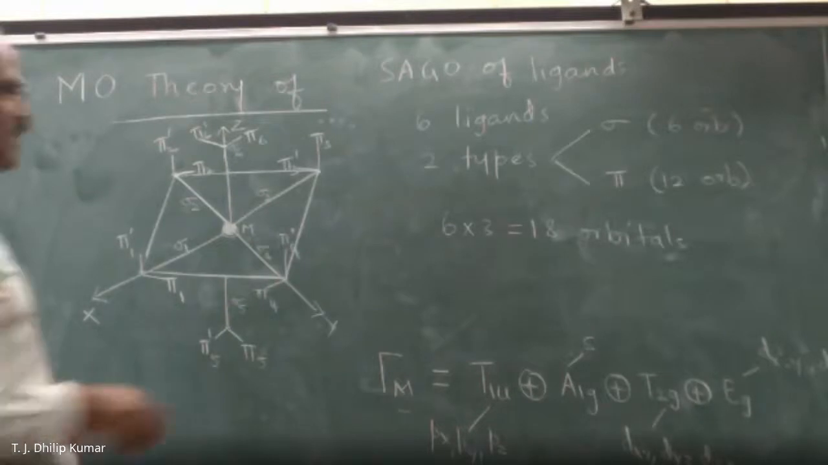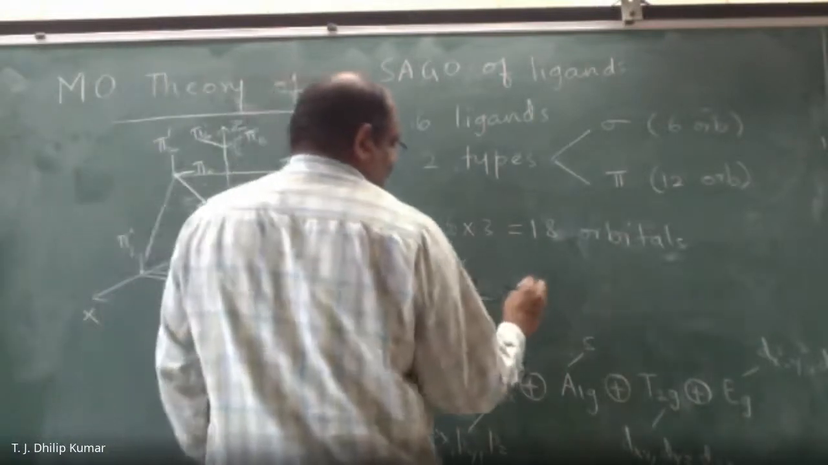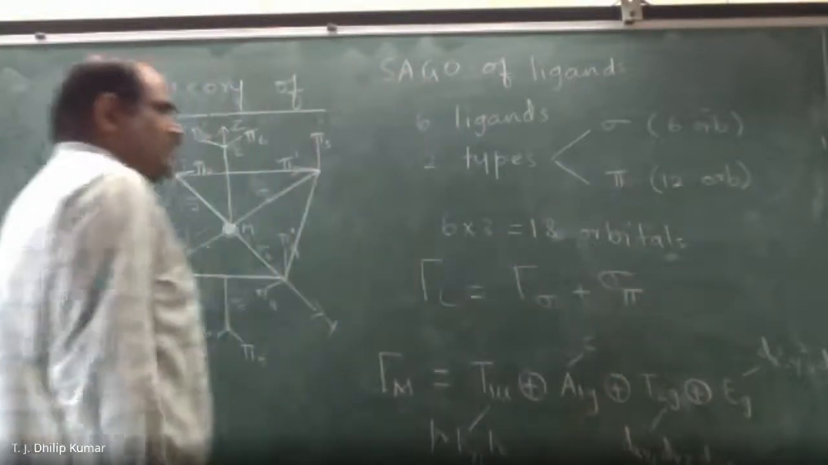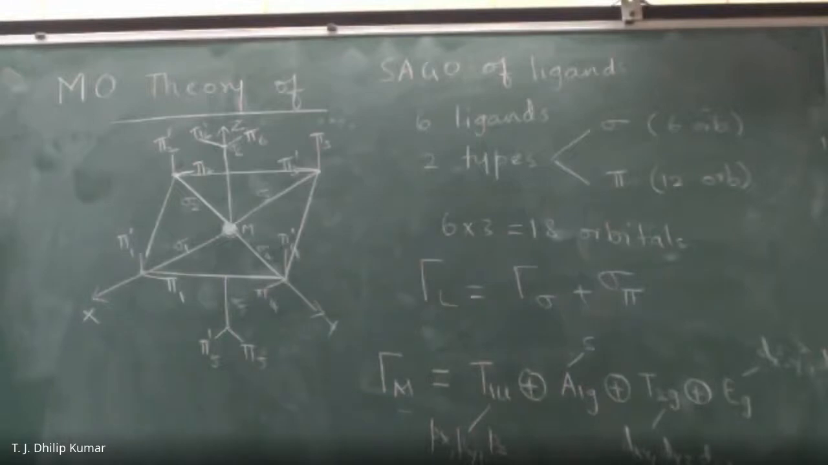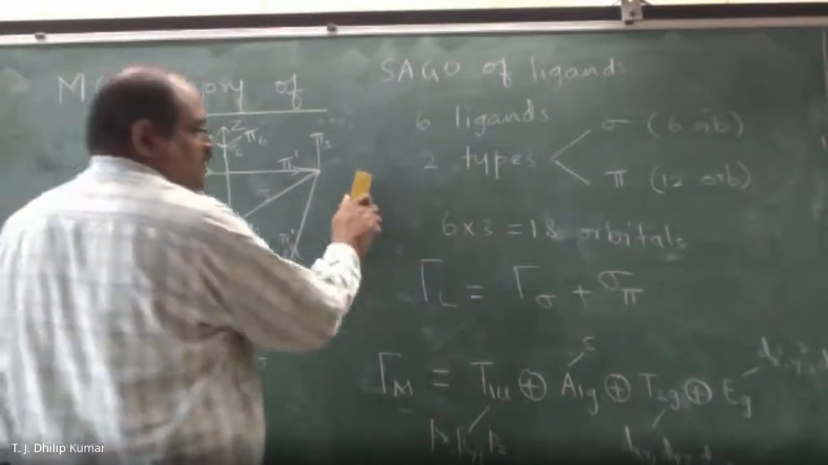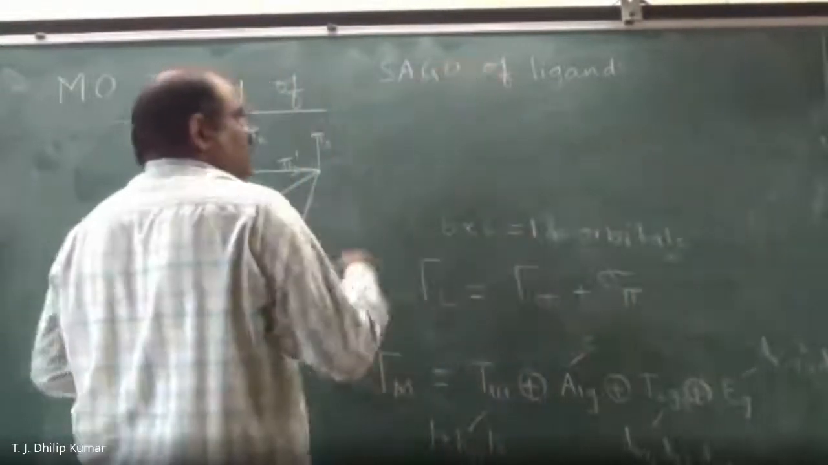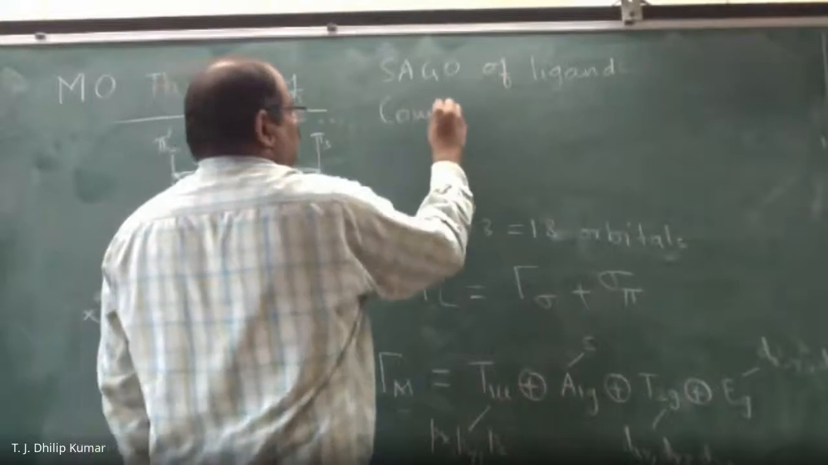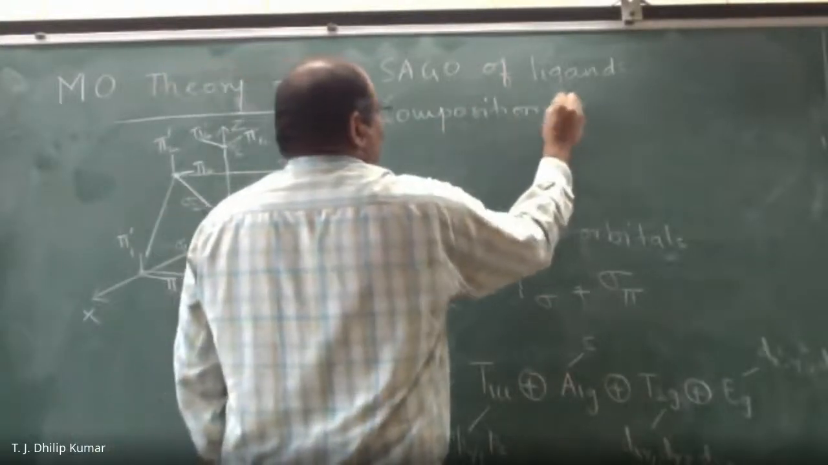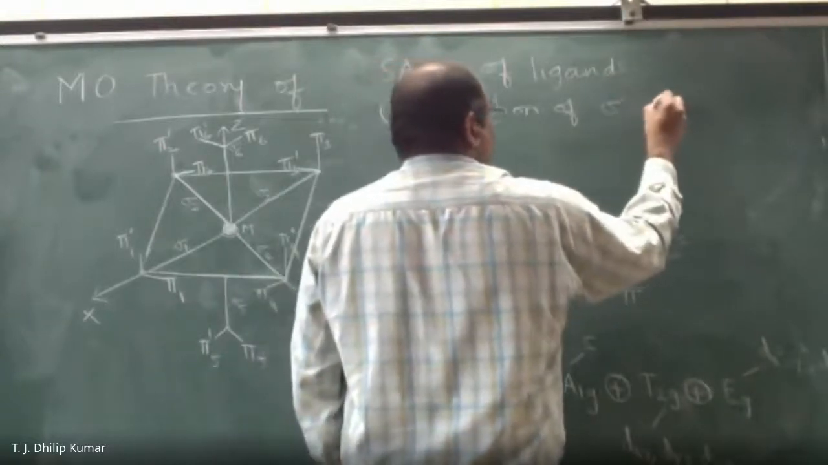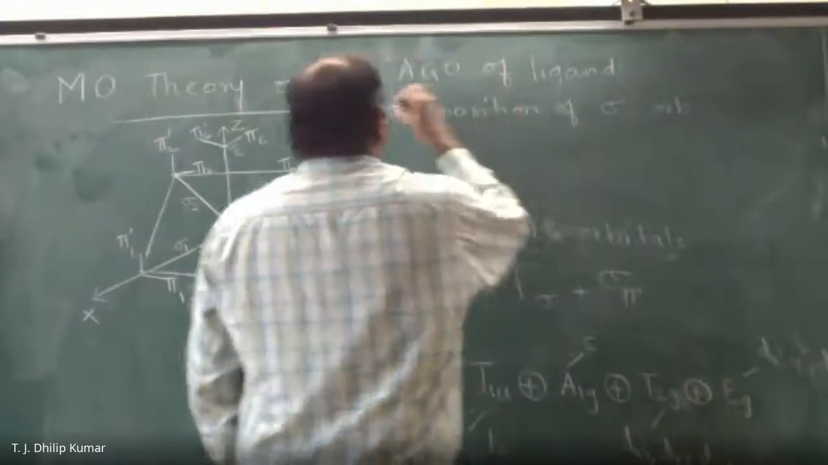Now the total ligand set is basically the sum of sigma plus pi. So with this in mind, we can start with sigma. So let's go to the composition of the sigma orbitals, of ligands basically, ligands only.